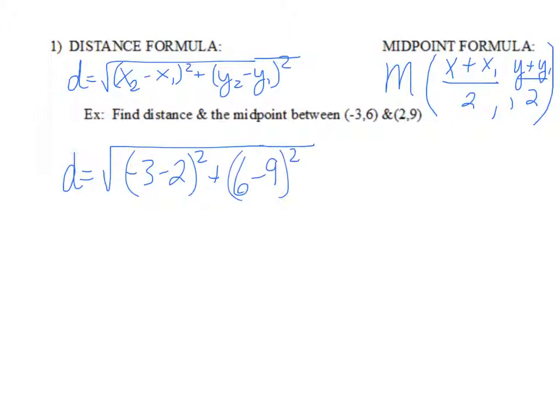Okay, so negative 3 minus 2 is a negative 5. Squared is a positive 25. Plus 6 minus 9 is negative 3. Squared is a positive 9. Those will always end up positive as you square it. That's why it doesn't matter which order you do that. So your distance is the square root of 34.